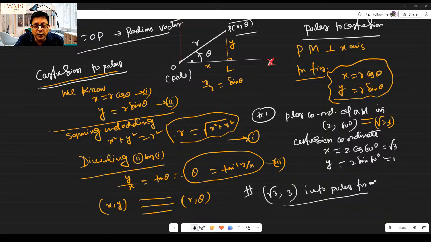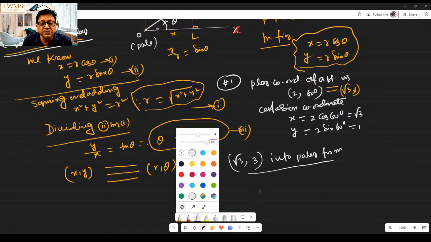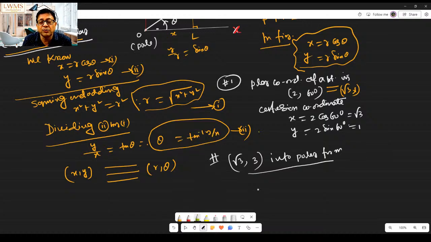How to convert this into polar form? We will write r first. To answer this, we write r. First we will write r. What is r over there?